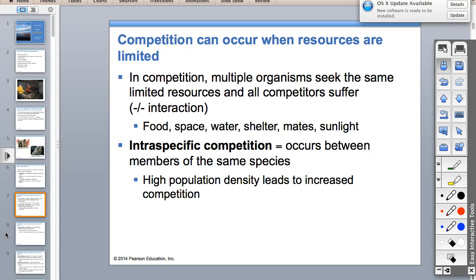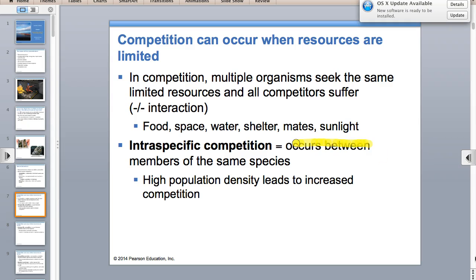So intraspecific competition versus interspecific. That will be on the test, and I expect you to know it. Intra means the same species, and so a good example of intraspecific competition is competing for mates, right? Because only organisms of the same species would compete for mates.